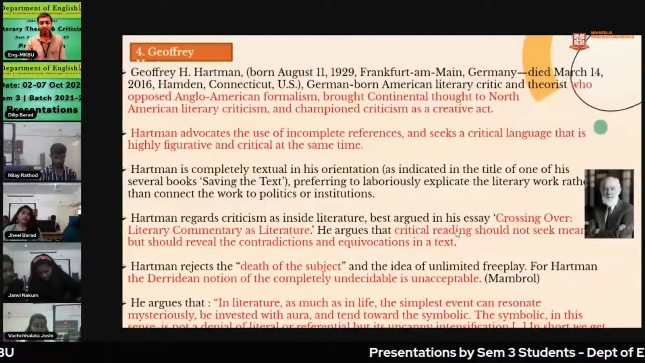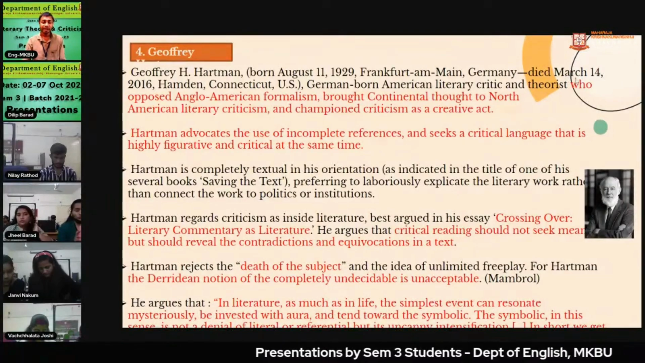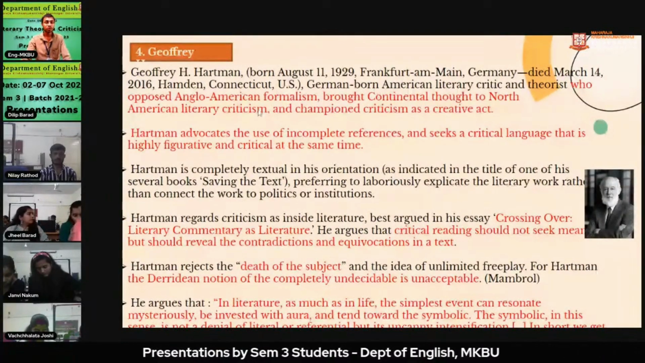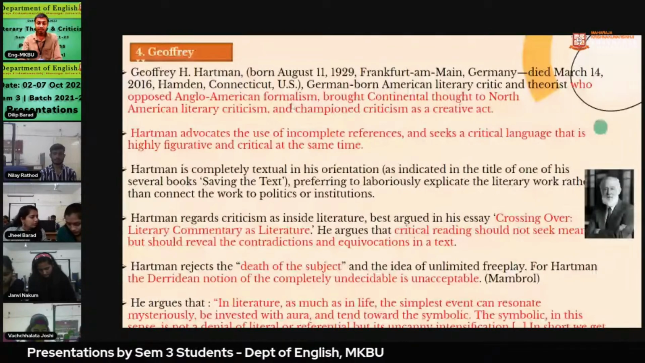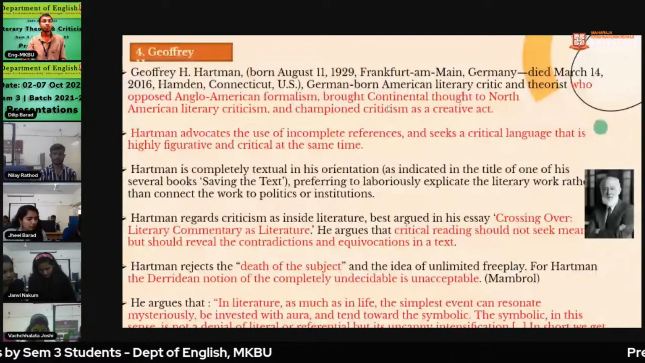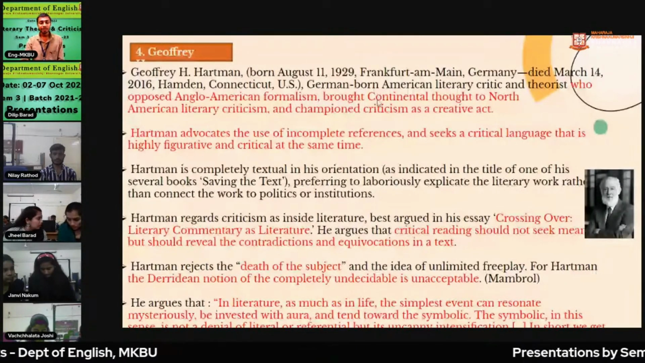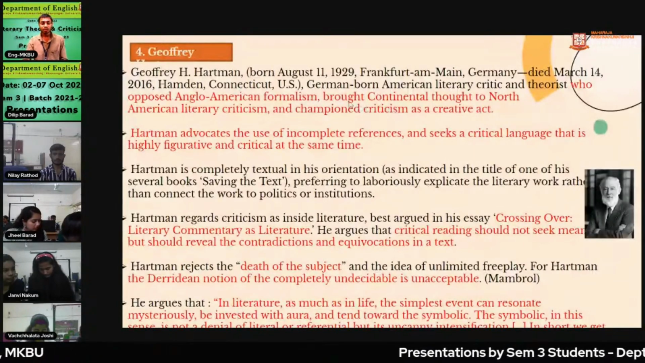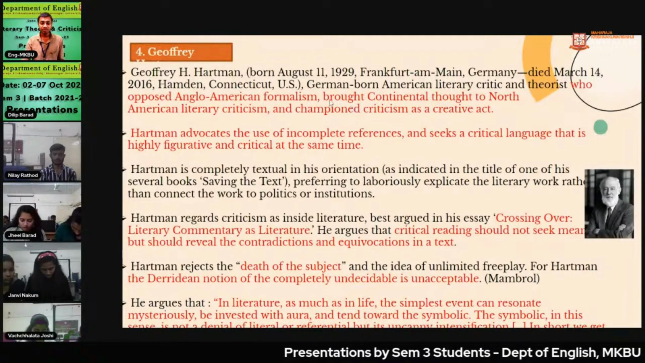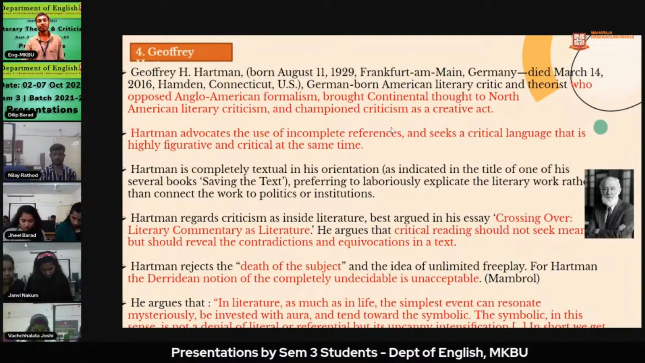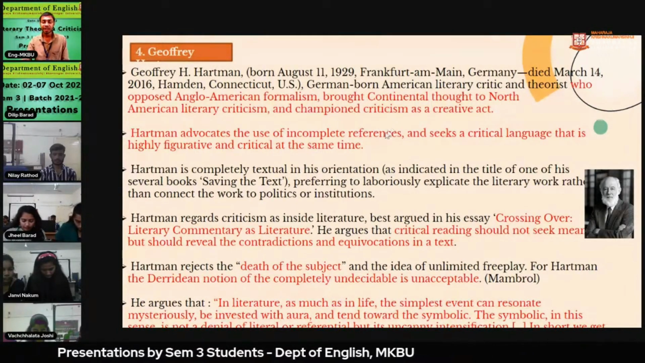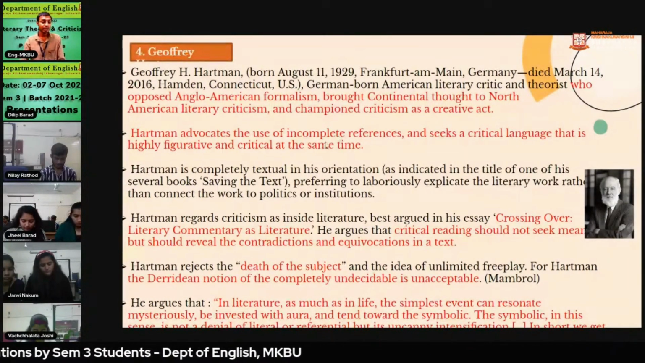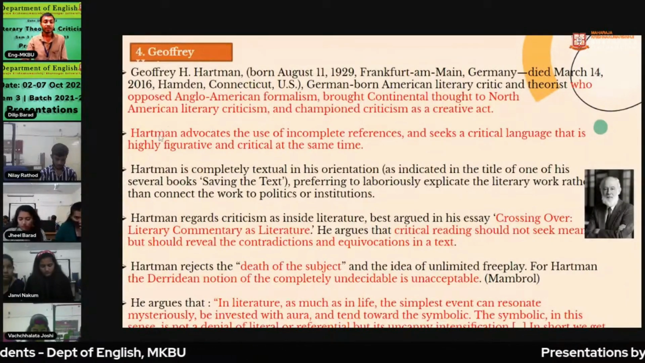So here we find that Geoffrey Hartman, who opposed Anglo-American formalism, brought continental thought, the universality of the literature, to North American literary criticism and championed criticism as a creative act. So criticism as a creative act was championed by him. It is a very rare thing, seen here in the field of criticism as well.